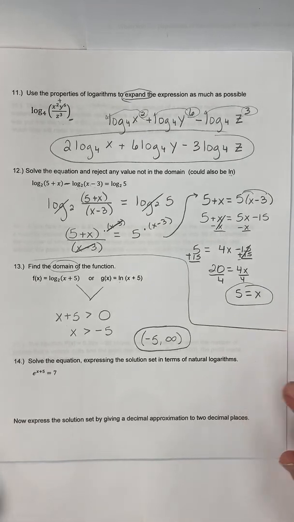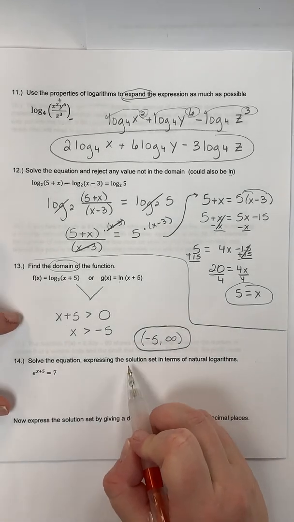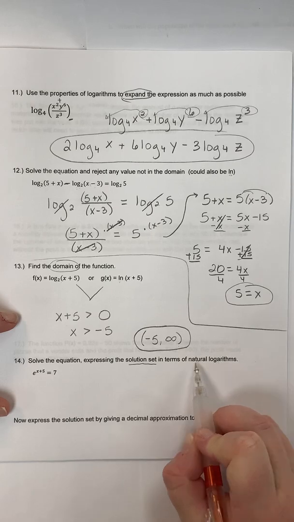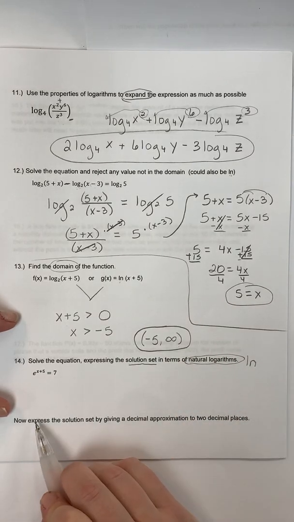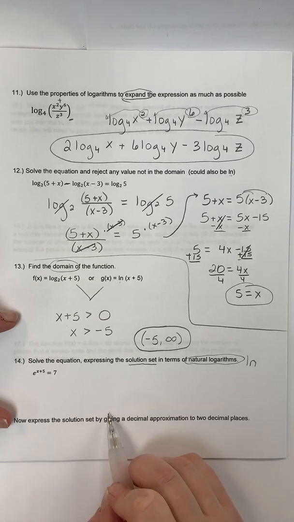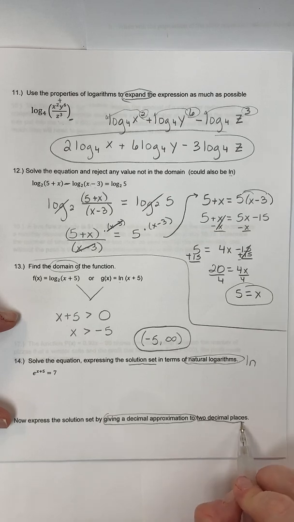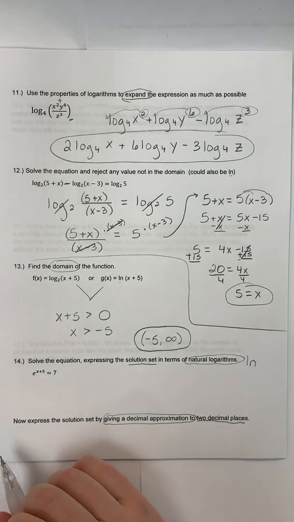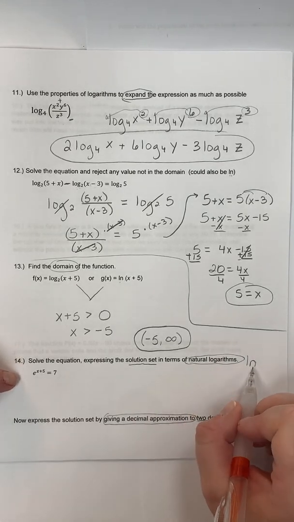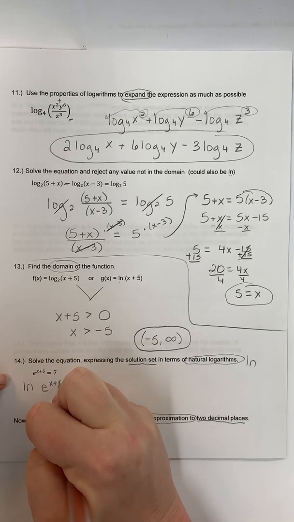Okay. All right, number 14, solve the equation. Now, some versions of the test want the solution set in terms of natural logarithms, that's ln. Some versions of the test want you to put it in your calculator and have a decimal to 2 decimal places. So we're going to do both because I don't know what version you're going to get.